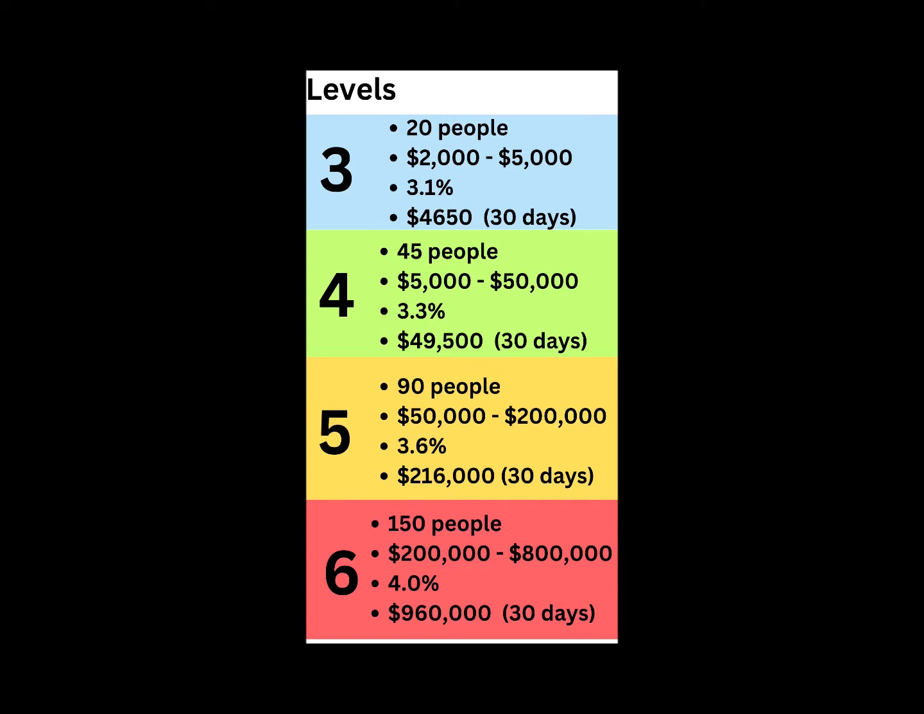You start off on level 1 at 2.5%, level 2, 2.8%, then you go up 3.1% all the way through to 4% on level 6. Okay, if you want the details, I suggest maybe freeze or pause the video so you can absorb the details or come back to it later.